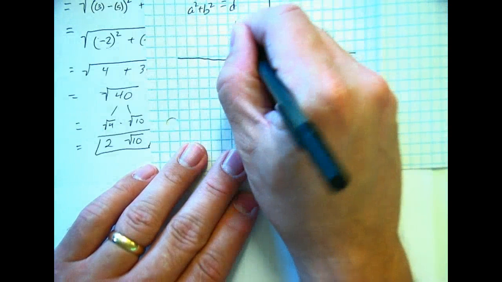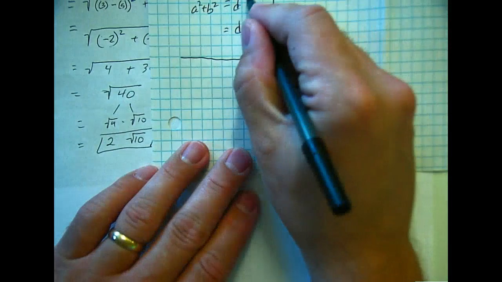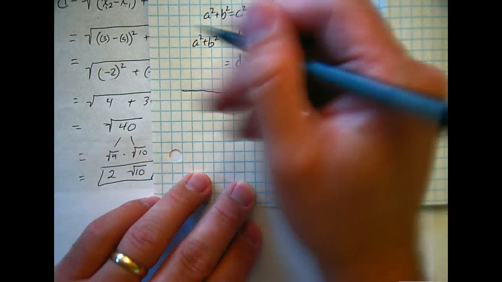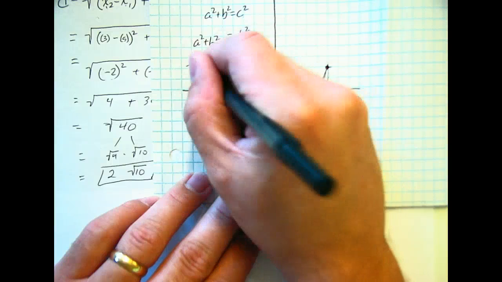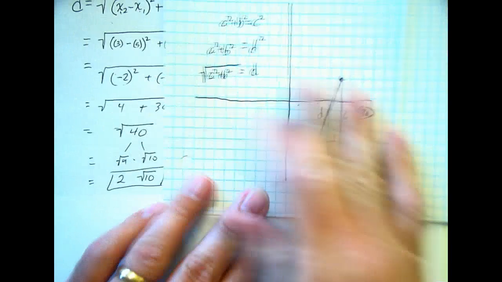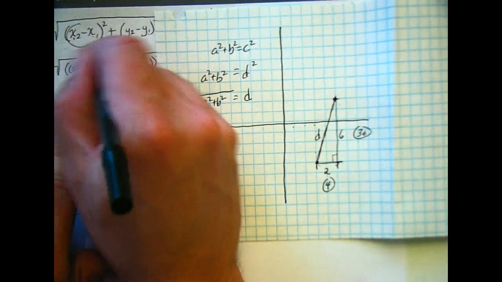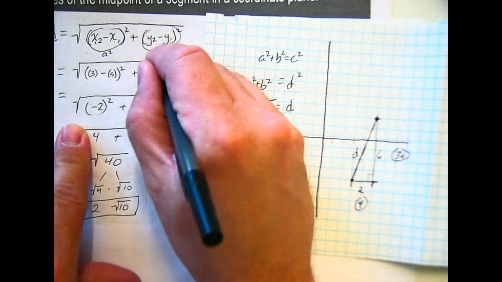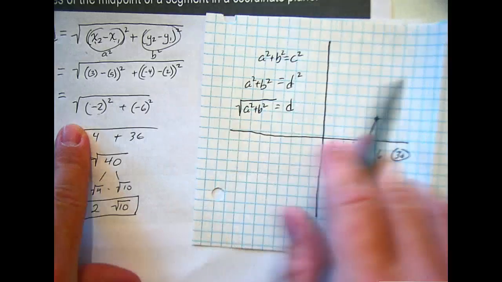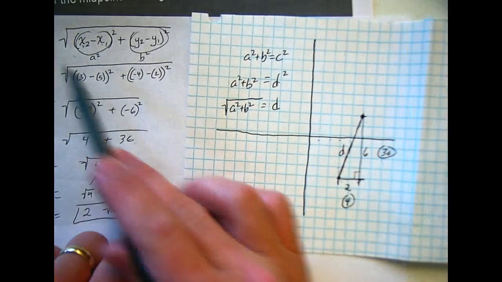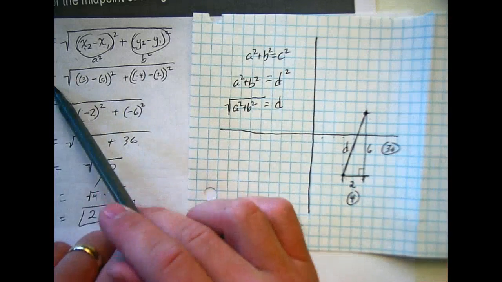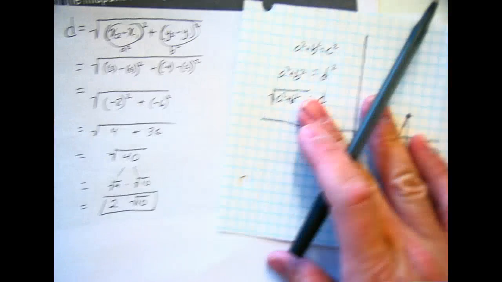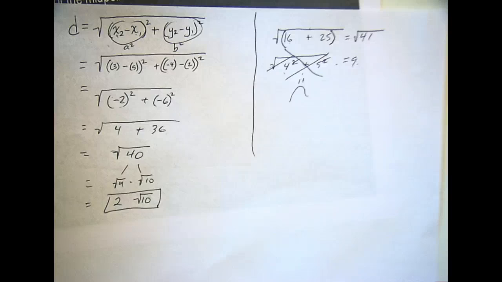How do I get d by itself? How do I get rid of a square? Yeah, you root it. You make this a big square root symbol. And that's all you've done here. This thing represents your a squared. This thing represents your b squared. So you have a squared plus b squared, those distances, equals your c, or your d in this case. If you don't like that, and you think that's tougher, then just use the distance formula. That's okay. All right. Questions?